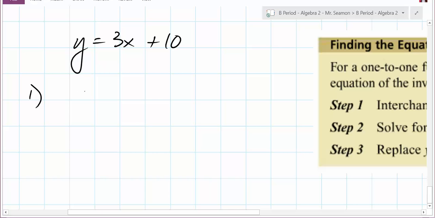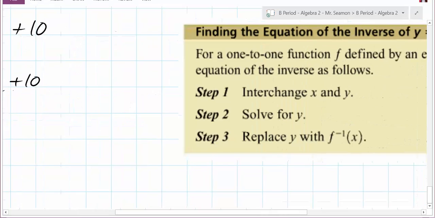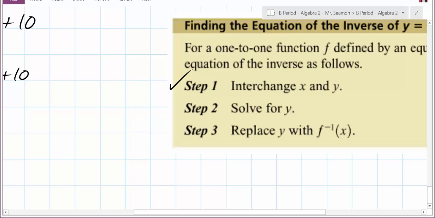Nope. Okay. Nope. Interchange them. Oh, you'd have 3x. X equals 3y. Correct. That means interchange: every x replaced with y and every y replaced with x. That was step 1. What does it say to do next?